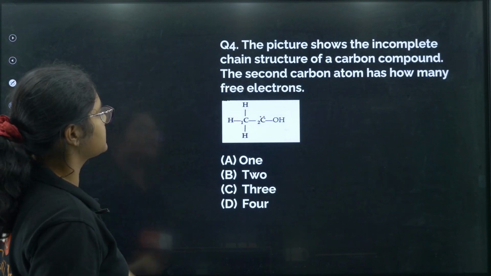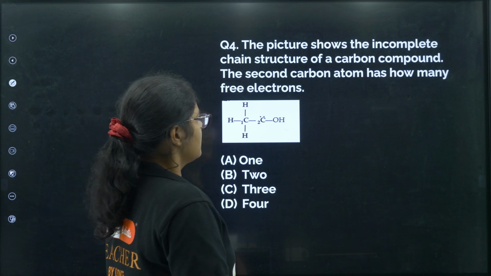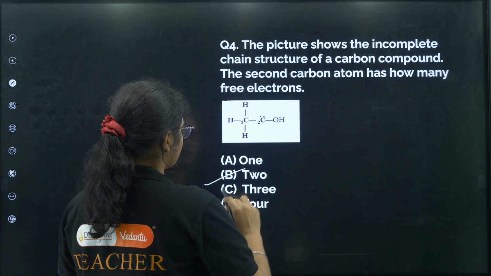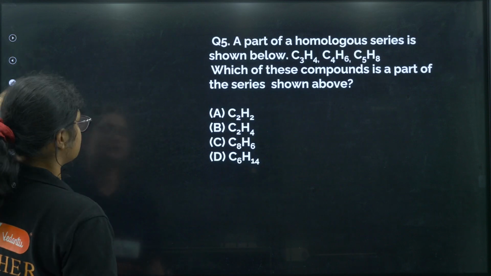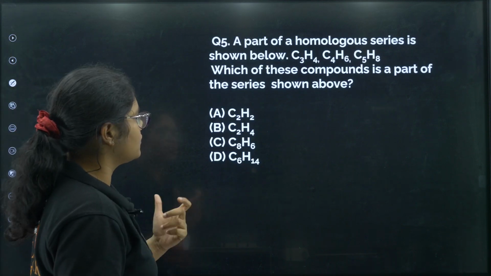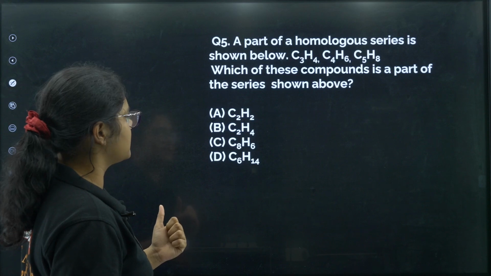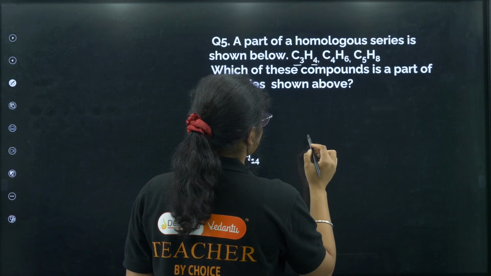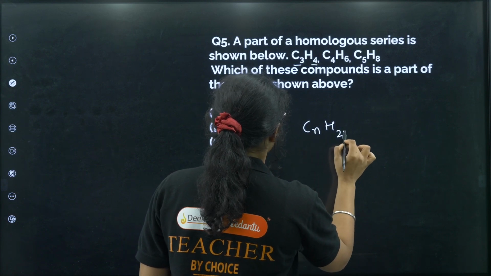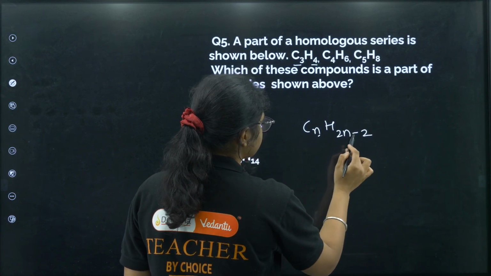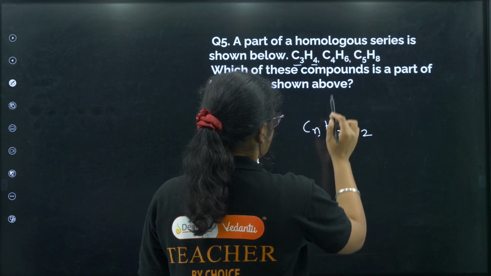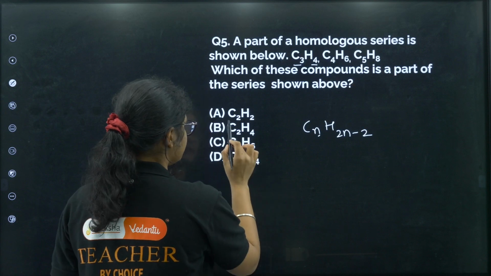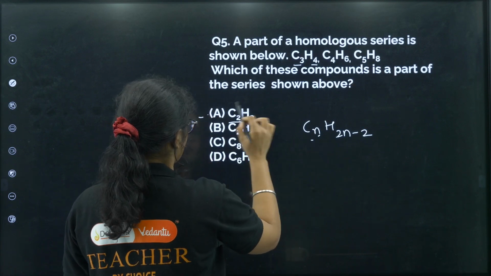Next, we have the structure given. So how many free electrons are there in the second carbon? You can see there are 2 free electrons. Option number B, directly from the structure you can see. Next question is asked about the homologous series. Which of the compounds is a part of the series shown? So you can see here C3H4. Okay, so how are we getting this one? I can write CnH2n minus 2. So if I put 3 here, 3 times 2 is 6, minus 2 is 4, so C3H4. Similarly, 4 gives 8 minus 2, 6, and 5 gives 10. So if I put 2, C2H2, 2 times 2 is 4 minus 2, so option number A.